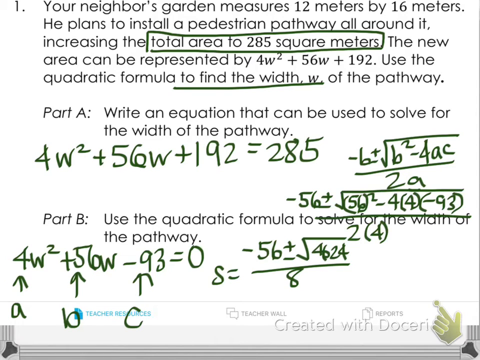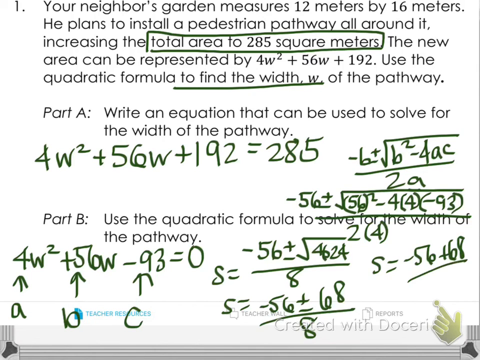Because we can make this a little more simple, we can actually find the square root of 4,624. Guess what? It's 68. So we now have w is equal to negative 56 plus or minus 68, divided by 8. If we set this up, we would see that negative 56 plus 68 would give us a positive value, which is good. But negative 56 minus 68 is going to give us a big group of negatives, and we can never have a width measured in meters that's negative. So we only need to solve w equals negative 56 plus 68 divided by 8.